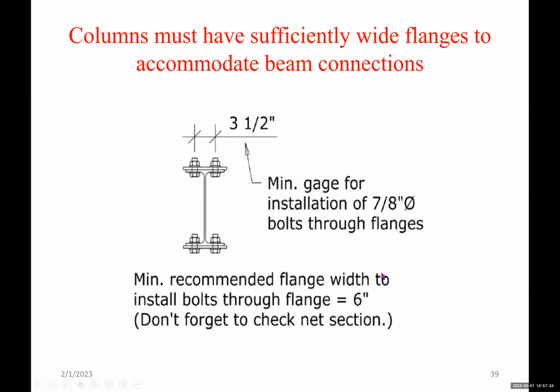Columns must have sufficiently wide flanges to accommodate beam connections. So the flange of the column needs to be wide enough to accommodate connections. I would say the minimum recommended flange width is 6 inches, to allow installing bolts from each side of the web. Pay attention to that all the time. When you choose a column, W10 and W8 should be avoided. If you have to use them, do it, but if the connection is to the flange, make sure you have a minimum width of 6 inches.